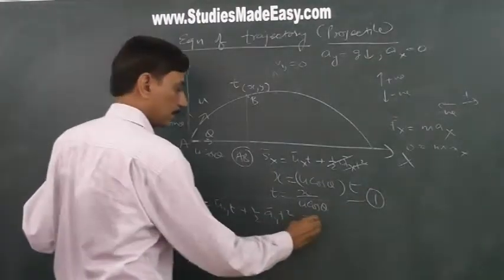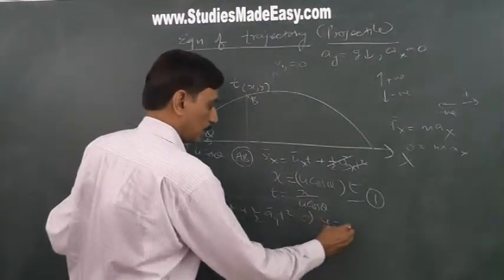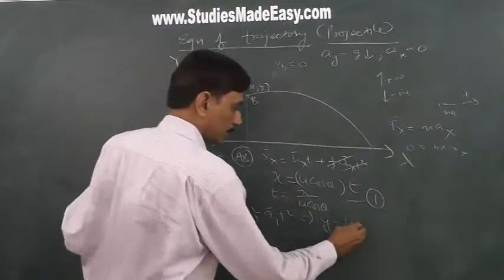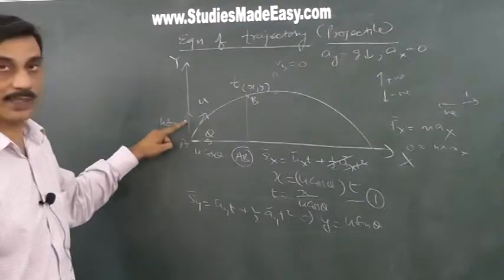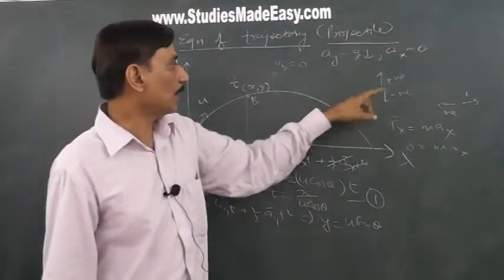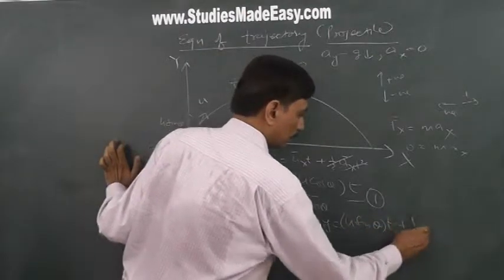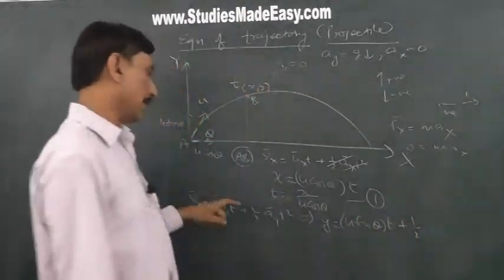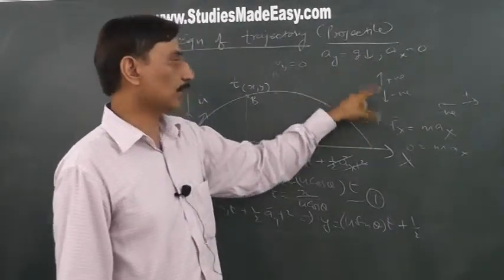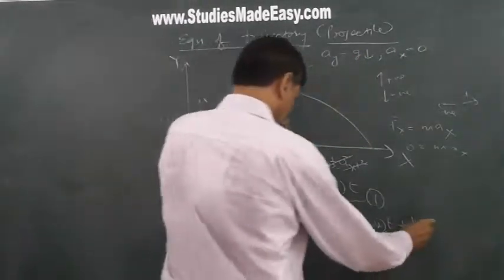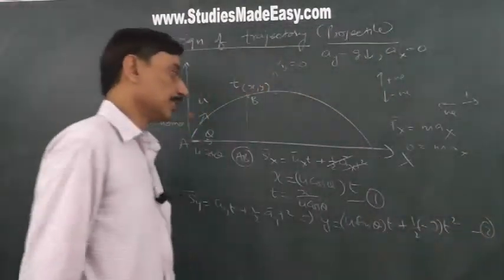Sy is how much? Sy is y only, y coordinates. What is uy? U sin theta. This is the initial velocity along the y-axis, u sin theta. Upward means positive. So it is u sin theta t plus half ay t square. Ay is what? Ay is g directly downwards. Directly downwards is negative. So it is half minus g into t square. This I can write as equation number 2.